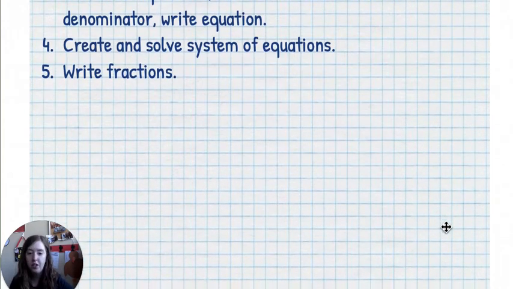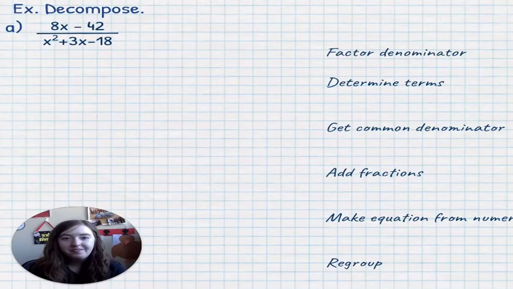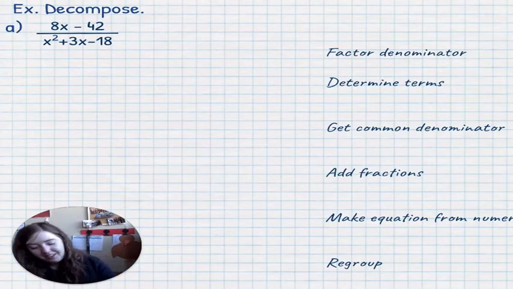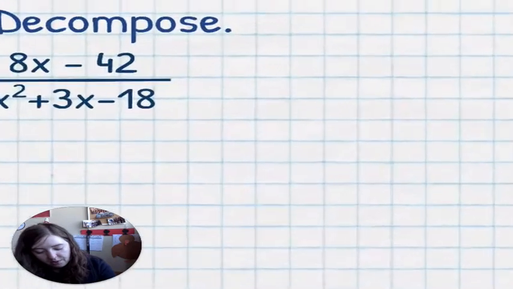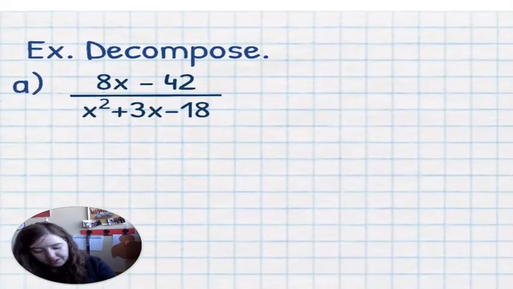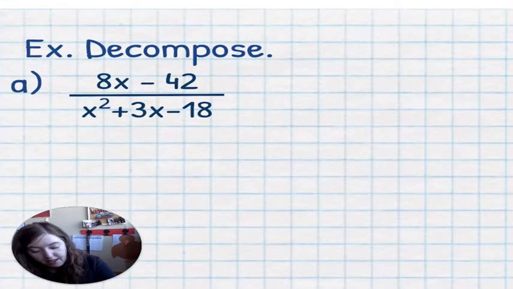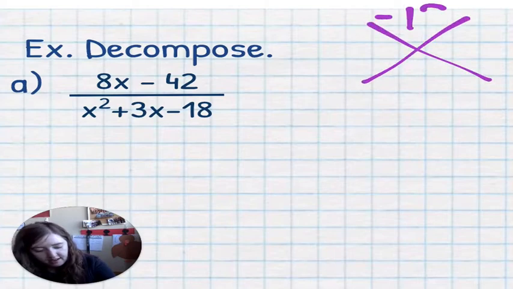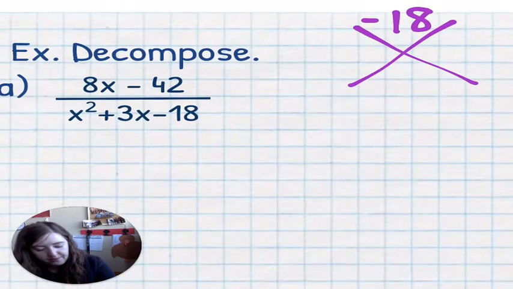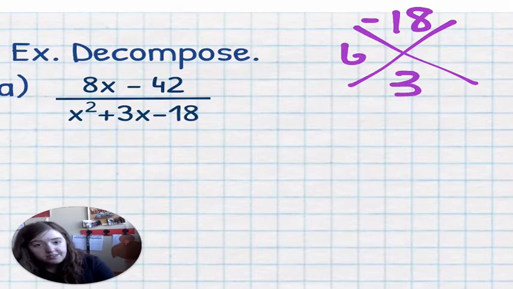Okay, let's look at the first one. Hey guys, so let's try this. We want to factor the denominator first. So we want to find two numbers that multiply to negative 18 and add to positive 3. That will be positive 6 and negative 3.